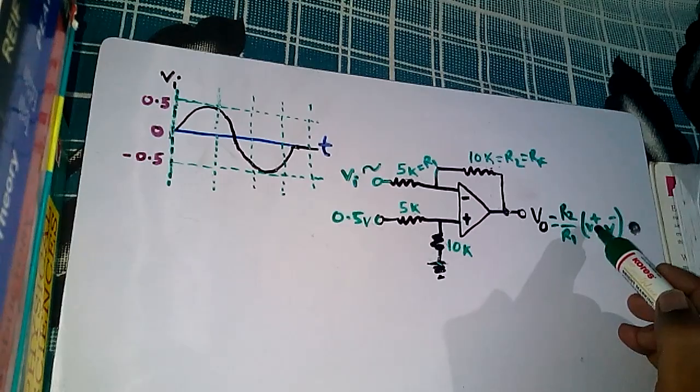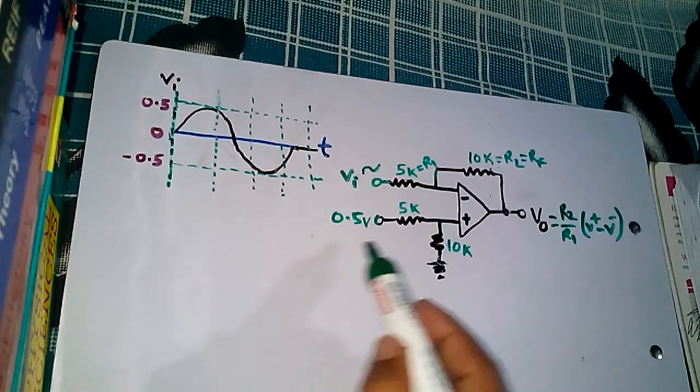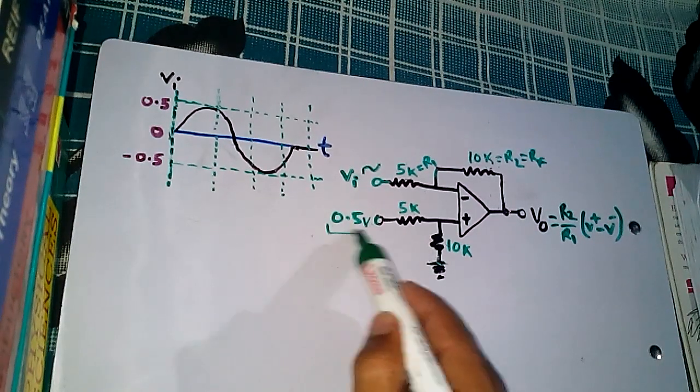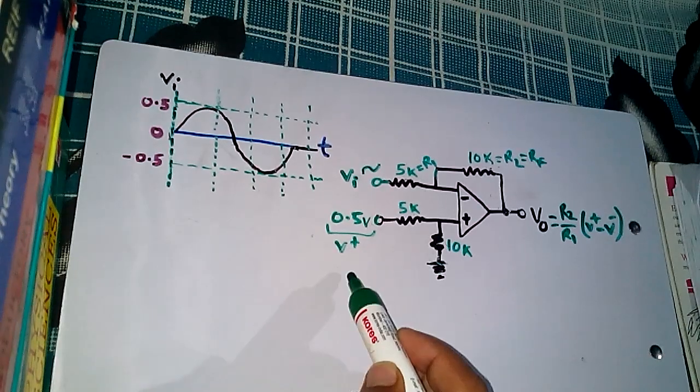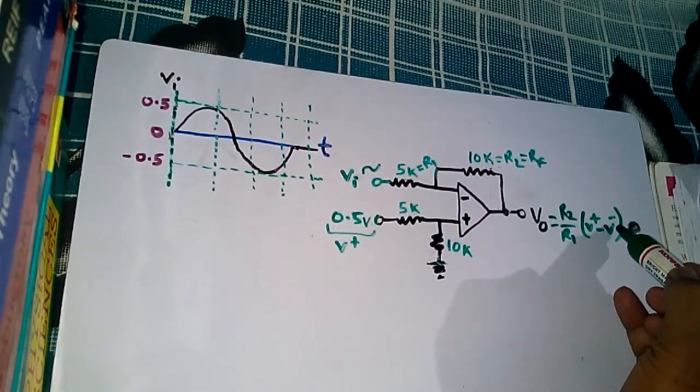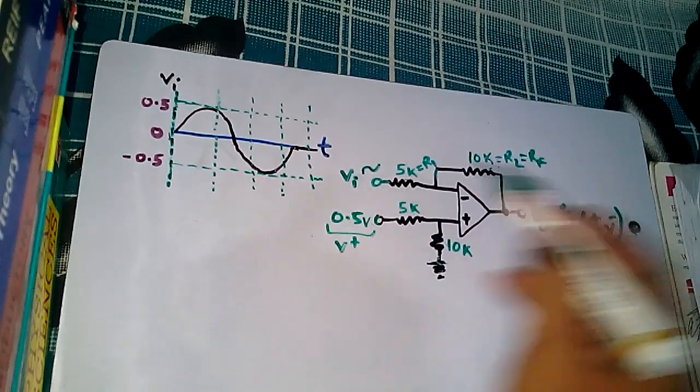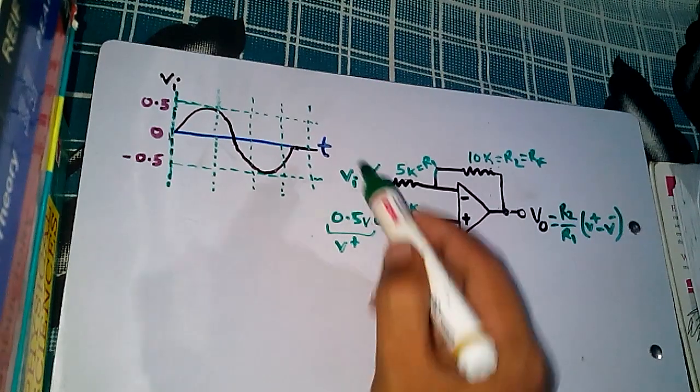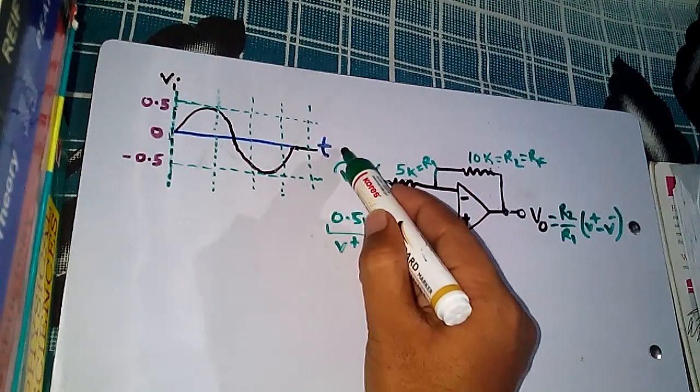What is V plus? V plus is the voltage which is available at the positive terminal. That means this amount is now the V plus. And what is V minus? V minus is the voltage which is available at the negative terminal. That means Vi is now V minus.